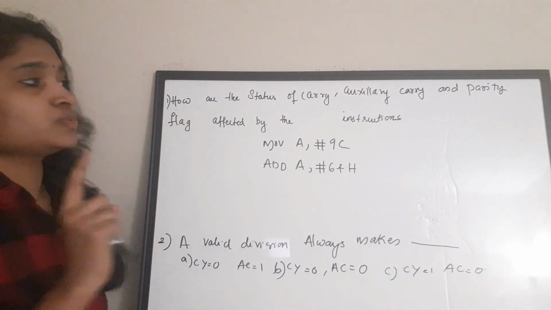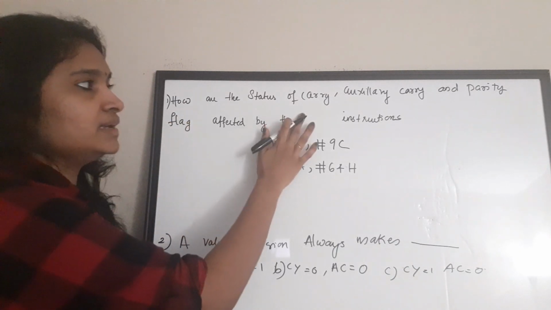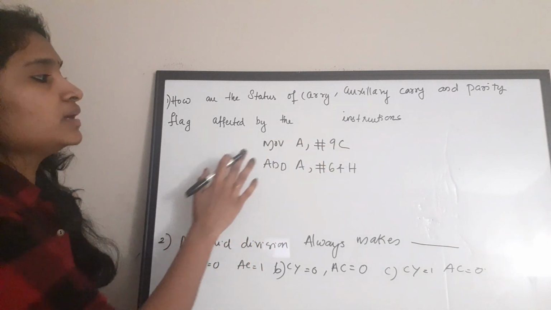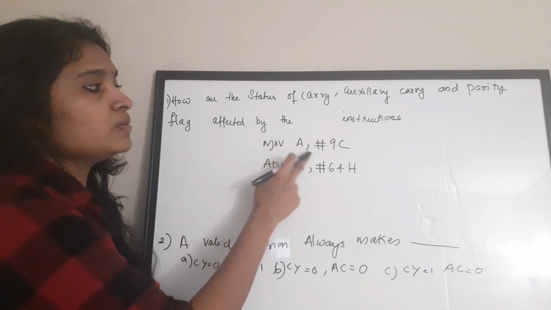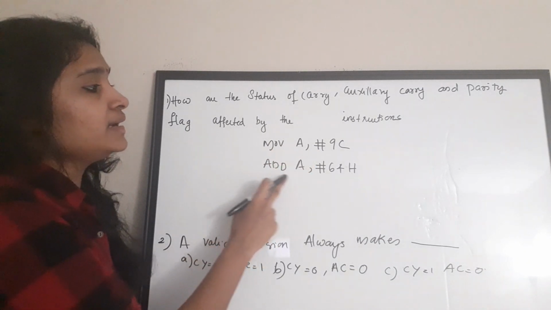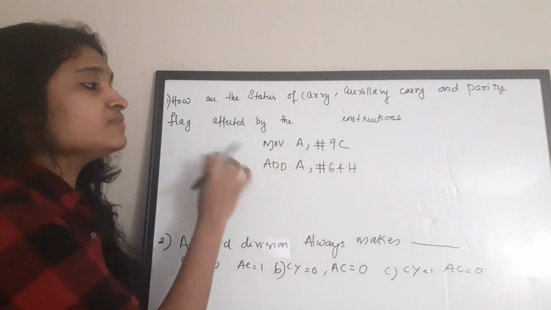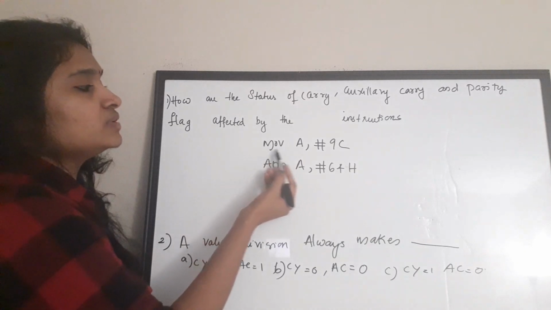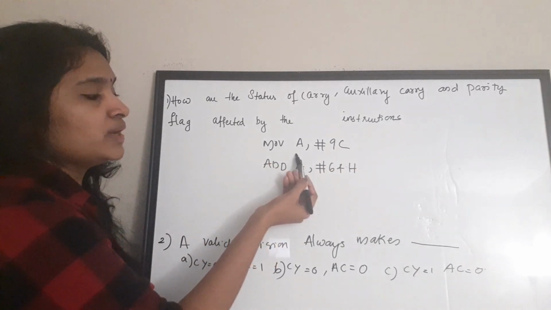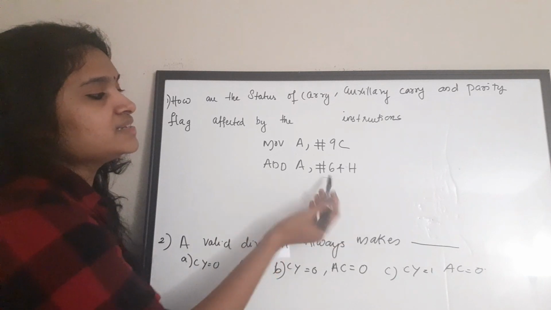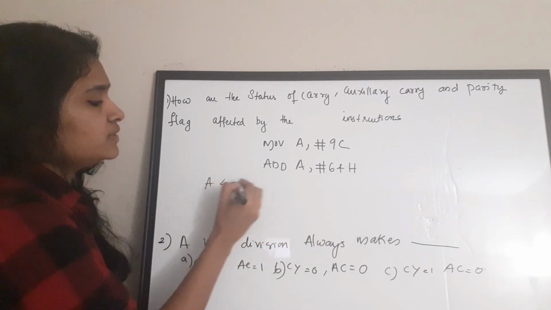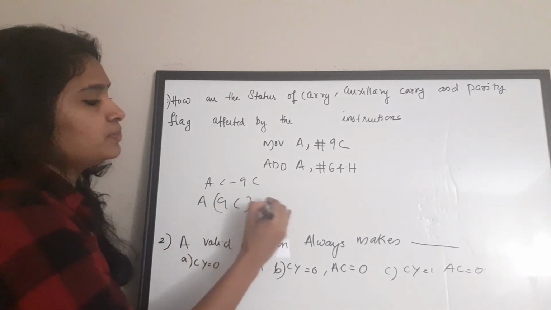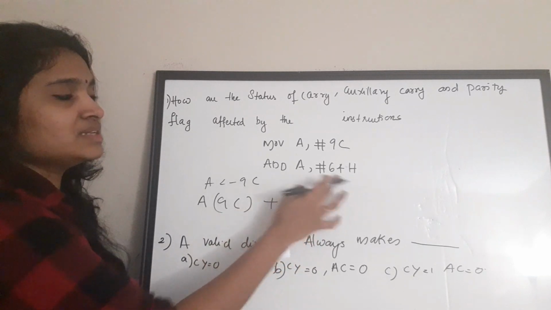Let us see the first question. How are the status of carry, auxiliary carry and parity flag affected by the instructions? The instructions are MOV A, #9C, then ADD A, #64. This is a very simple two-step program in which first 9C is moved to A, then A is added with 64. That is, 9C present in A plus 64. Hash means it is an immediate value.